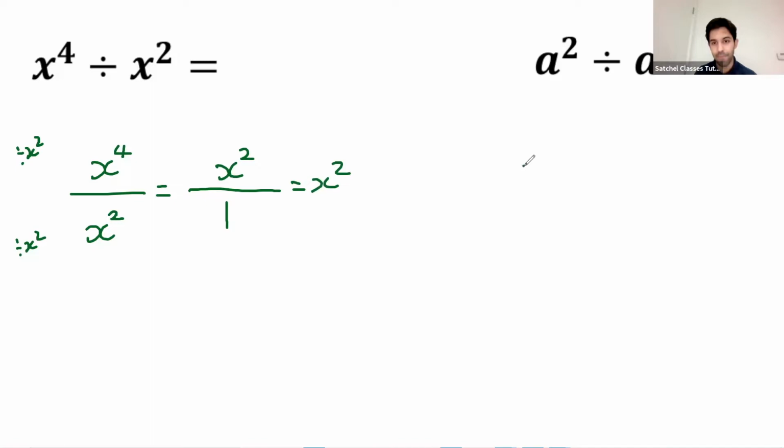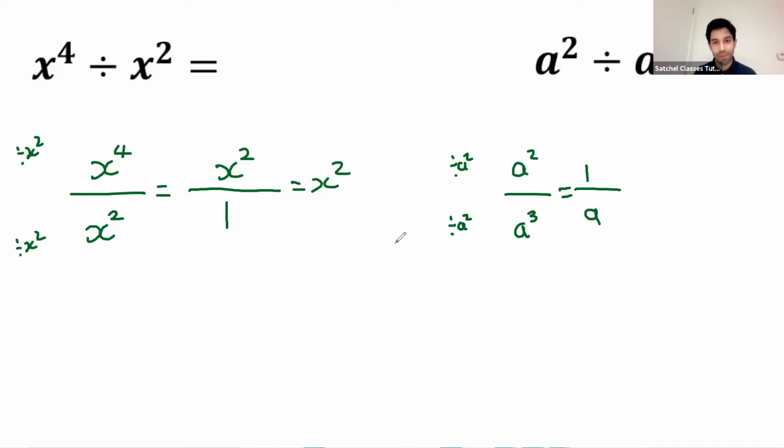Likewise over here, a squared over a cubed, but the highest common factor is going to be a squared, because a squared will go into both terms. So I can divide both by a squared. A squared divided by a squared is simply 1. A cubed divided by a squared is simply a, which will give us an answer of 1 over a.